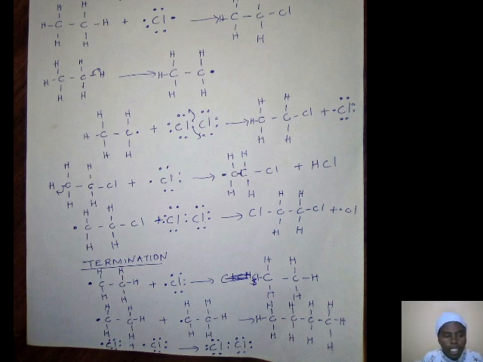Termination means ending the chain, because you can keep on forming a radical, and the radical regenerates to form another radical. For the termination reaction to take place, you have to bring together two of the radicals. For example, you can have an ethyl radical plus a chlorine radical forming chloroethane. You can also have an ethyl radical plus an ethyl radical to form a longer chain molecule, which is butane. Or you can bring a chlorine radical together with another chlorine radical to form chlorine. So that's all about substitution reactions in alkanes.